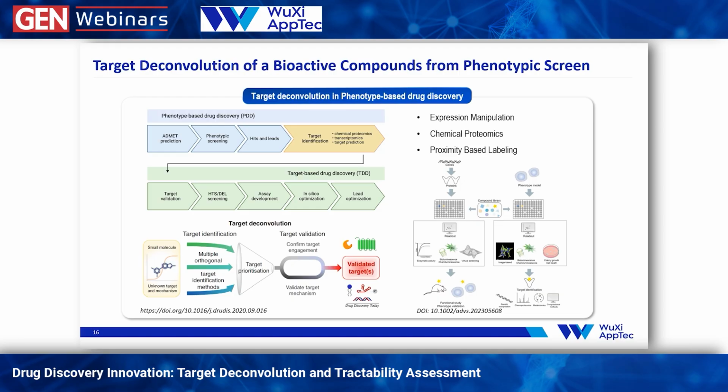So what are the commonly used technologies in target deconvolution? I think there are mainly three different strategies that could be used, including expression manipulations, chemical proteomics, and proximity-based labeling strategies.